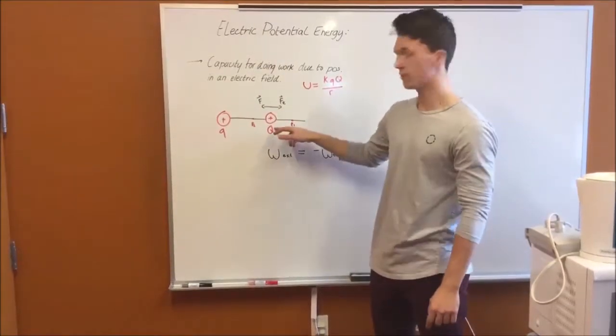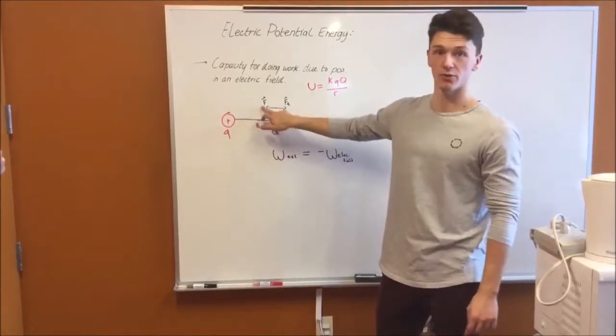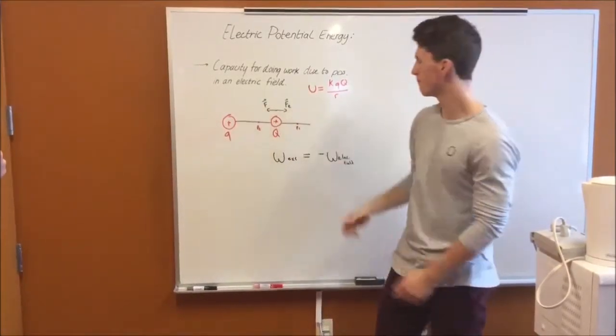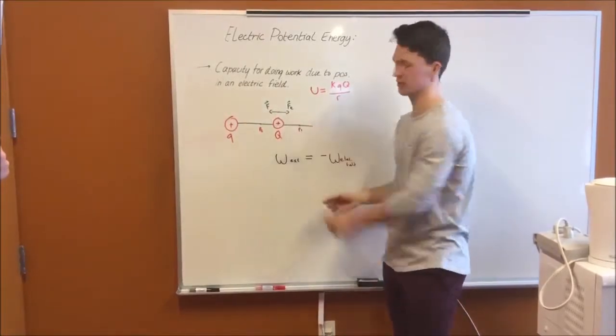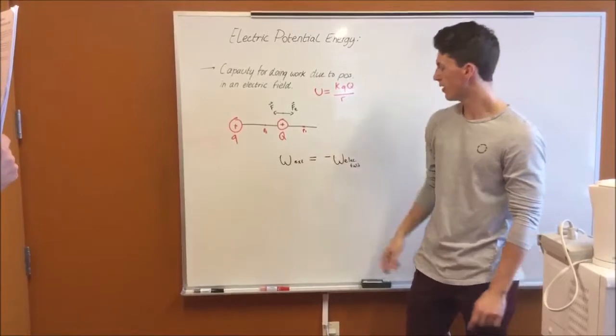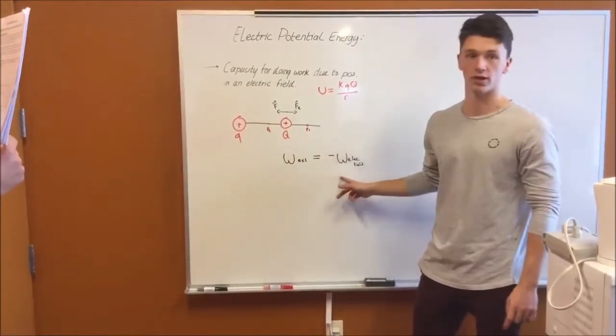other. In order to move the capital Q to point 2, it requires an external force that counteracts the electric field force. And then the electric field force is the force that would move large Q to point 1. And this can be represented by the equation of work external equals negative work electric field as they work in opposition to each other.